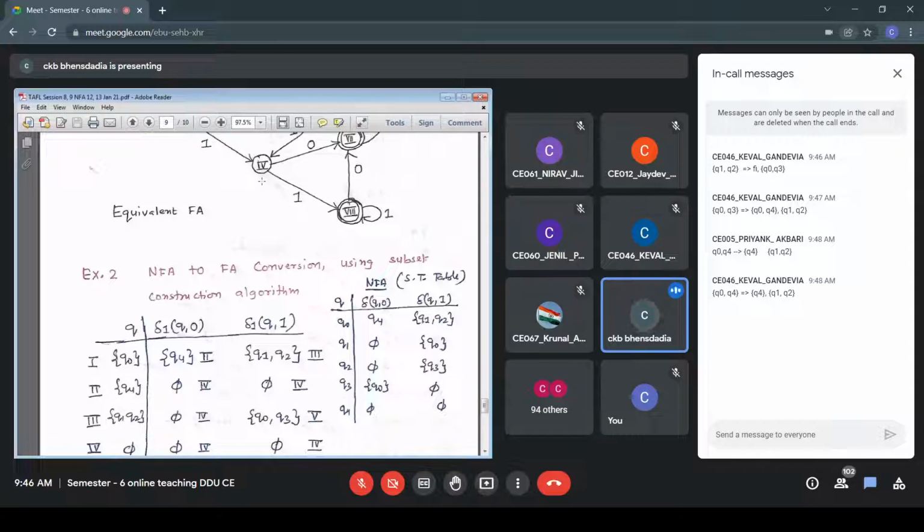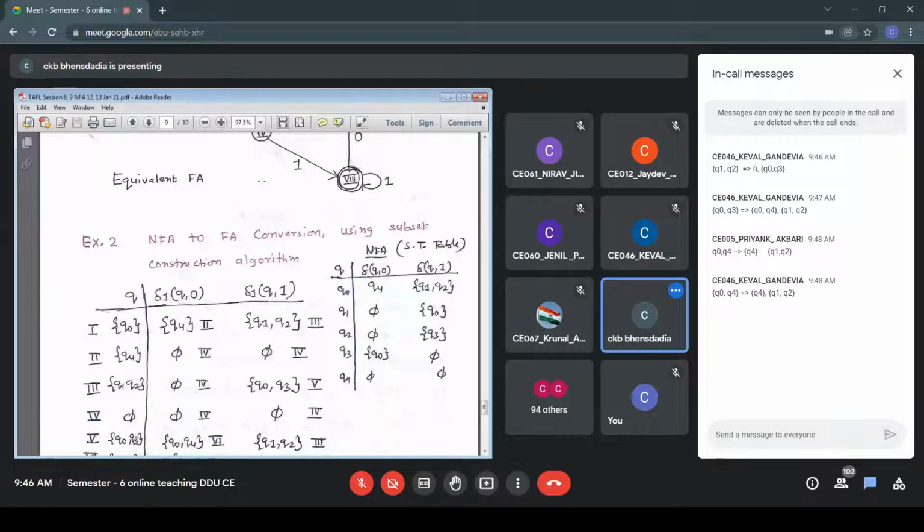Next is Q0, Q3, rightly said by Cable. Q0, Q3. Take out union. Q0, Q3 on 0 is Q4 and Q0. So that becomes Q0, Q4. And then Q0, Q3 on 1, it is Q1, Q2 and phi. So answer is Q1, Q2, rightly calculated by Cable.